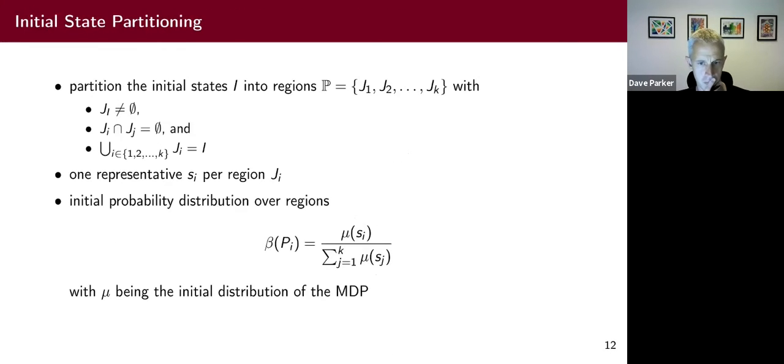We define a partition of the set of initial states I into regions J, such that none of the regions is empty, the regions are disjoint, and all initial states are contained within one region. We additionally assume that there is one representative state per region. Also, we define an initial probability distribution for regions by making use of the value of the initial distribution of the underlying MDP for the representative.